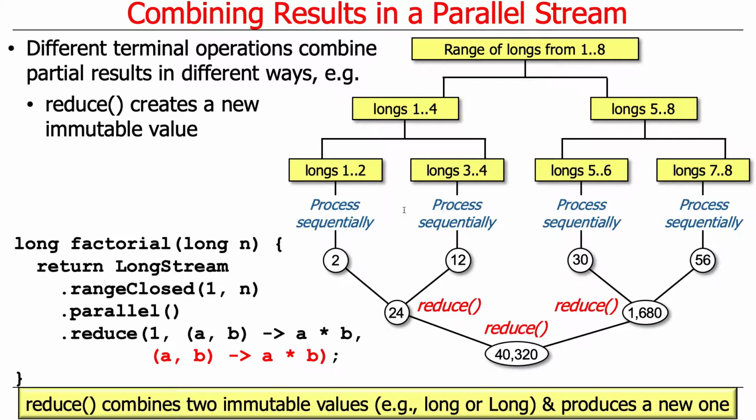So obviously, no surprise, 2 times 12 is 24, so that's the reduction here. 30 times 56 is 1,680, probably not quite as obvious to you, unless you're a math savant. And then the final thing that'll happen here is we're going to reduce, once again, 24 times 1,680, which will yield 40,320. And so those reductions are done in parallel, but they're always done in a way where we don't have to worry about any side effects because we're producing immutable values, primitives. So we end up with a single result when we're done.